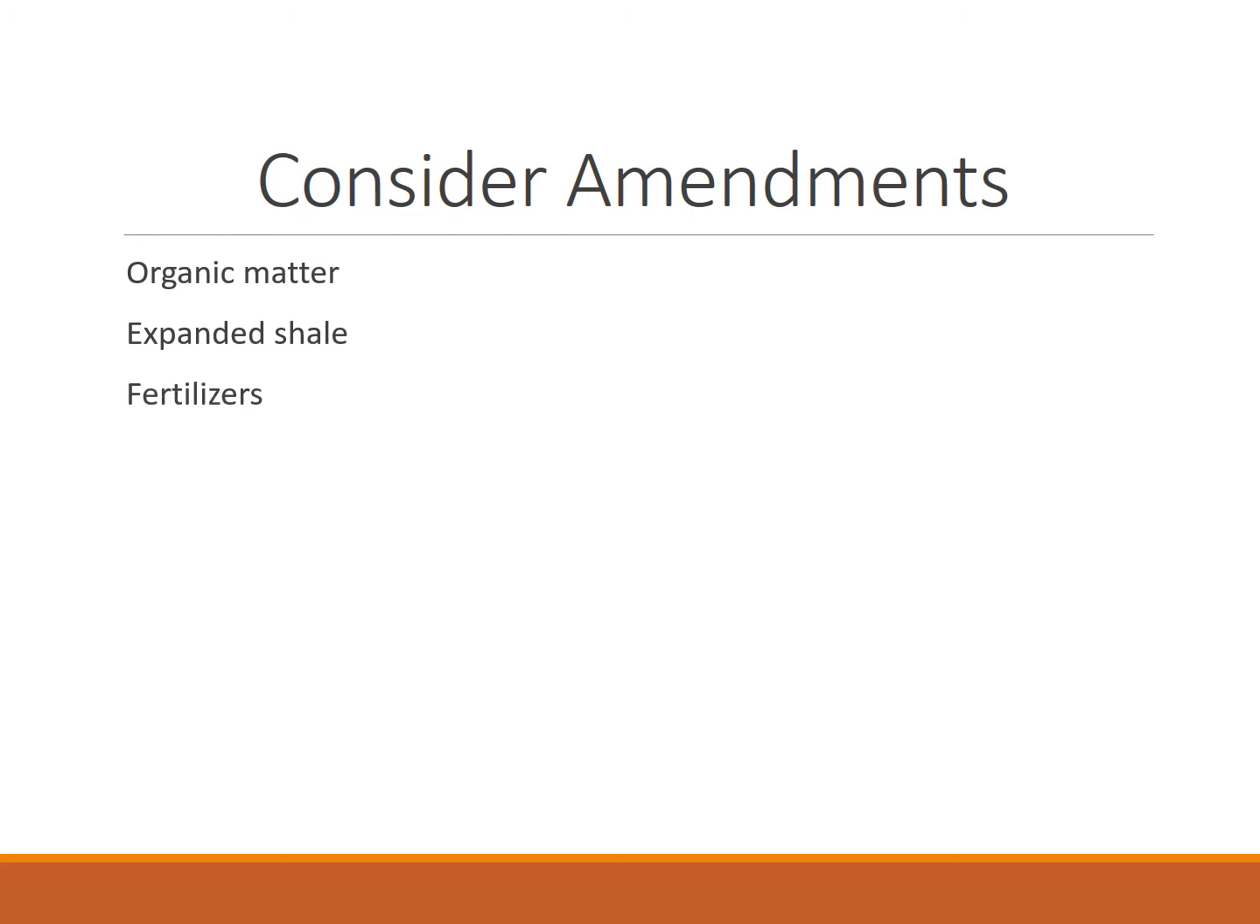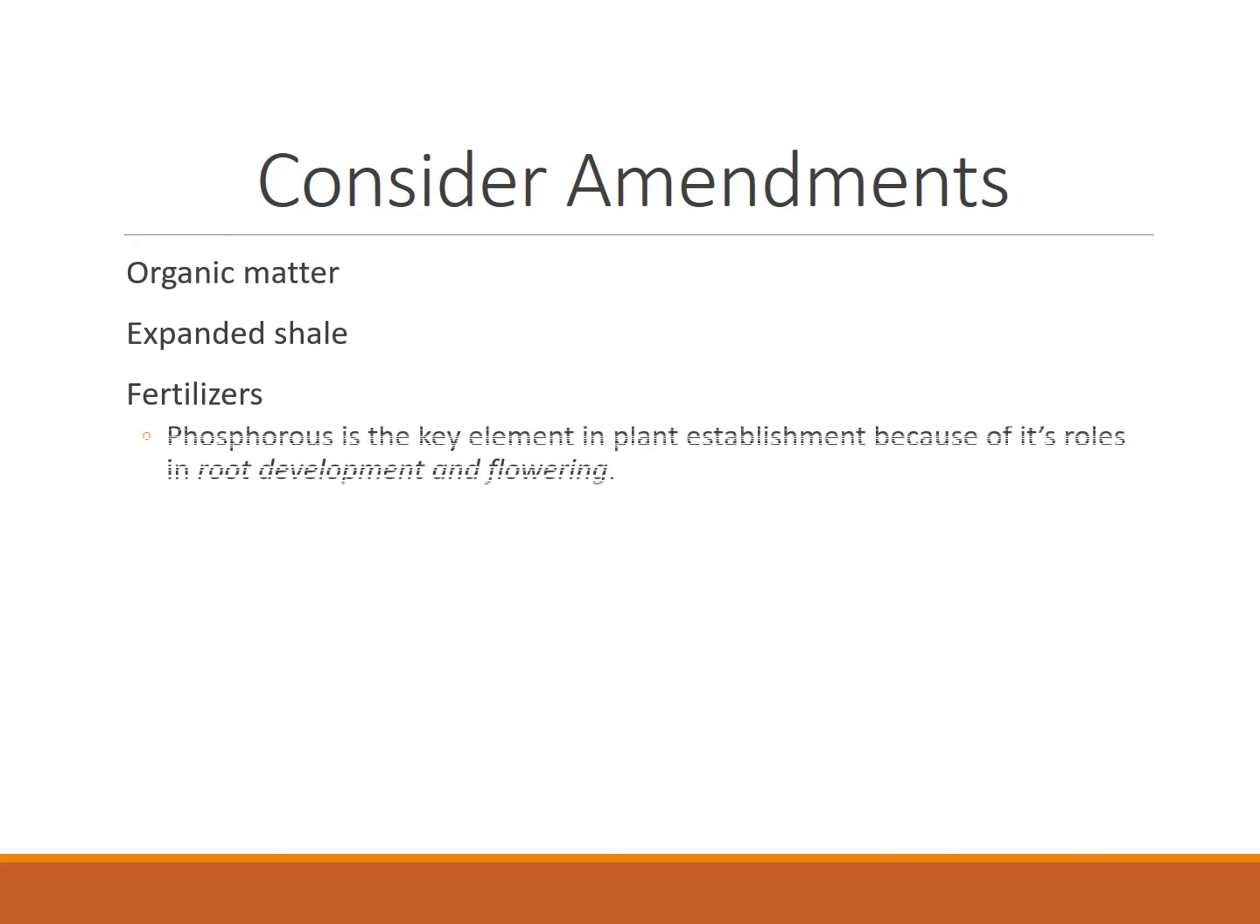A third type of amendment that you might want to consider would be some type of fertilizer. You don't necessarily have to use a complete fertilizer. Phosphorus is a key element in plant establishment because of its roles in root development and flowering. So some people just incorporate a phosphorus containing fertilizer rather than a complete fertilizer. Whatever amendments you choose to use, make sure to till them into the existing topsoil.